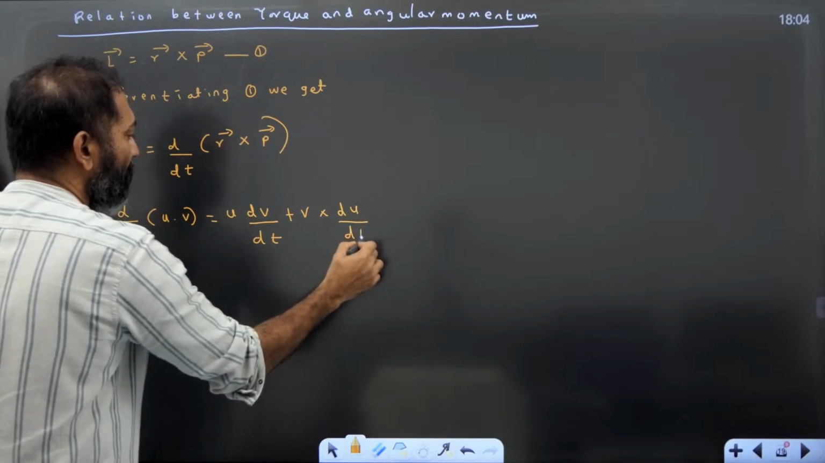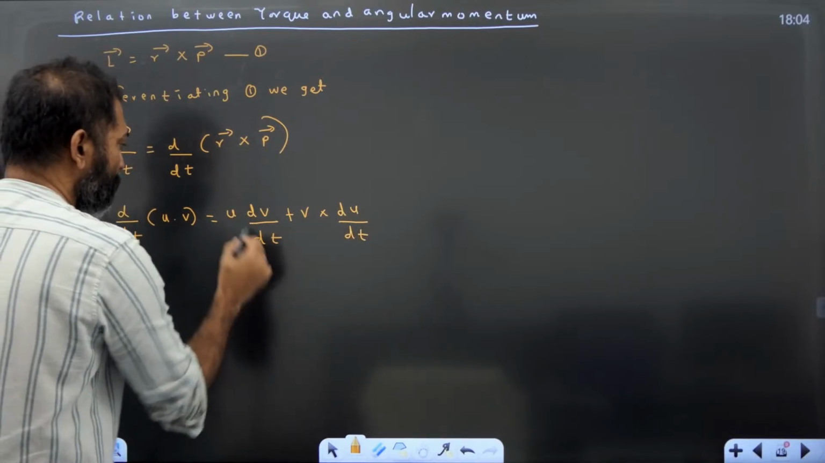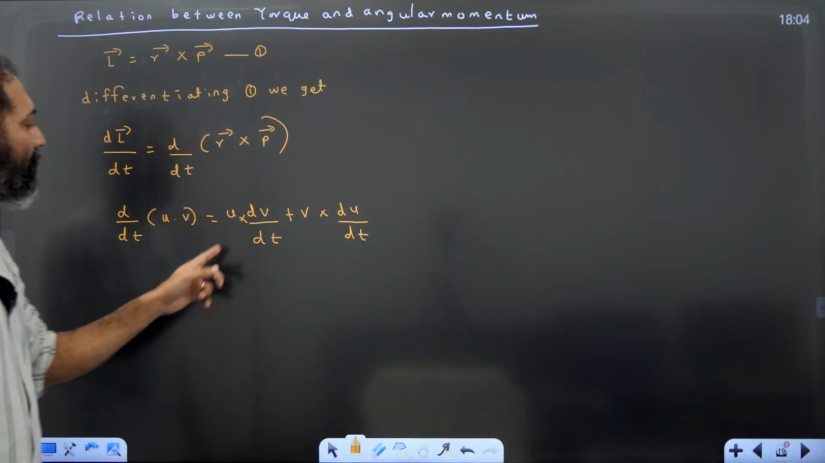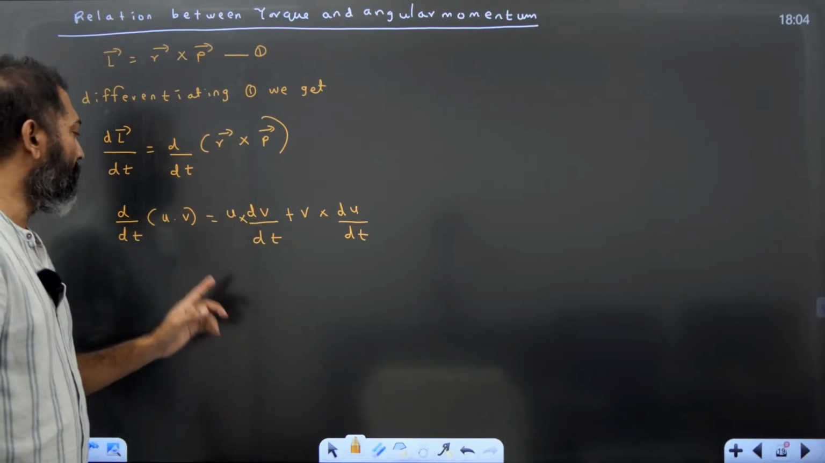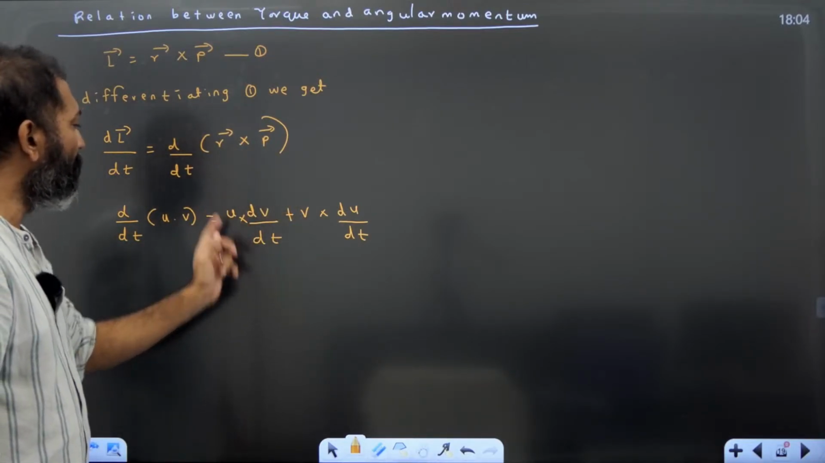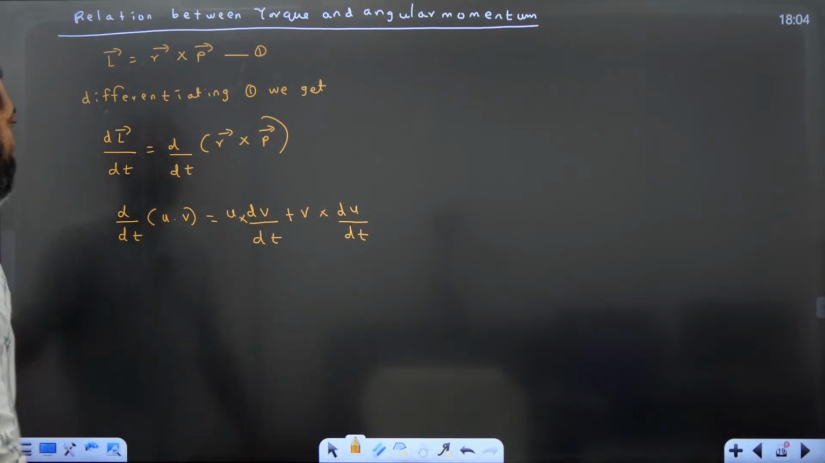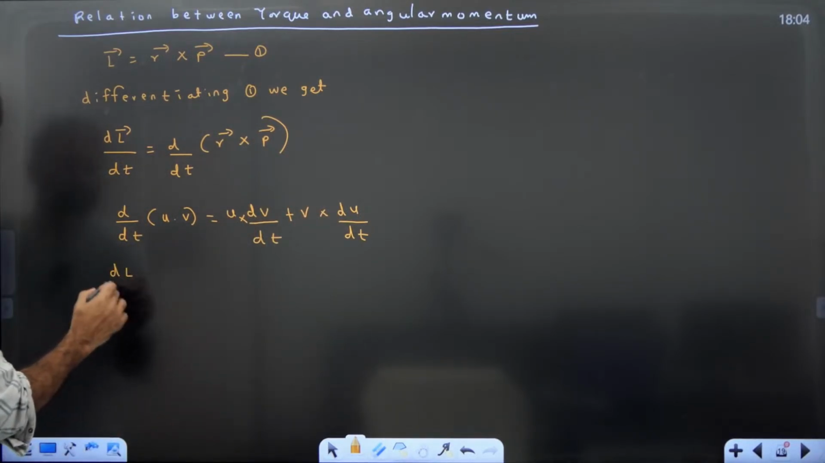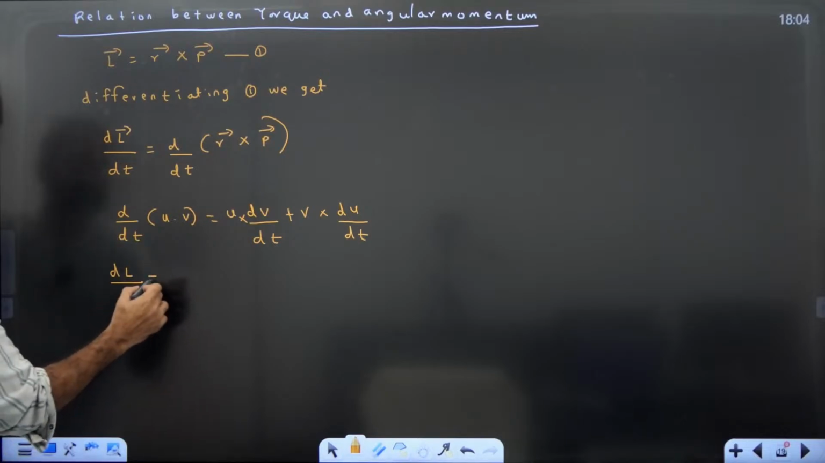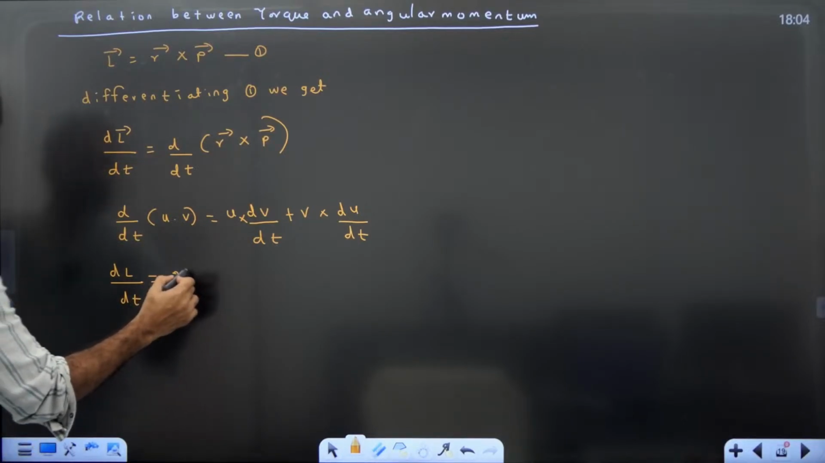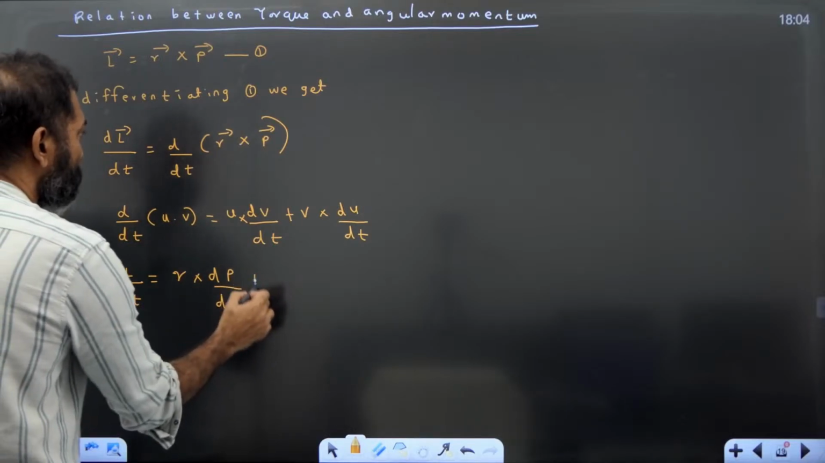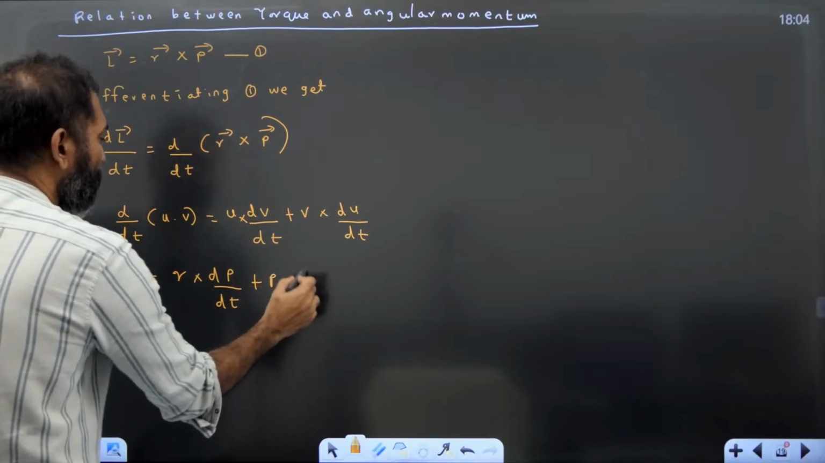This is the format. First into derivative of second: what is the derivative of second? dv by dt. Plus second, v, into derivative of first, du by dt. So applying this, dL by dt is equal to r cross dp by dt plus p cross dr by dt.